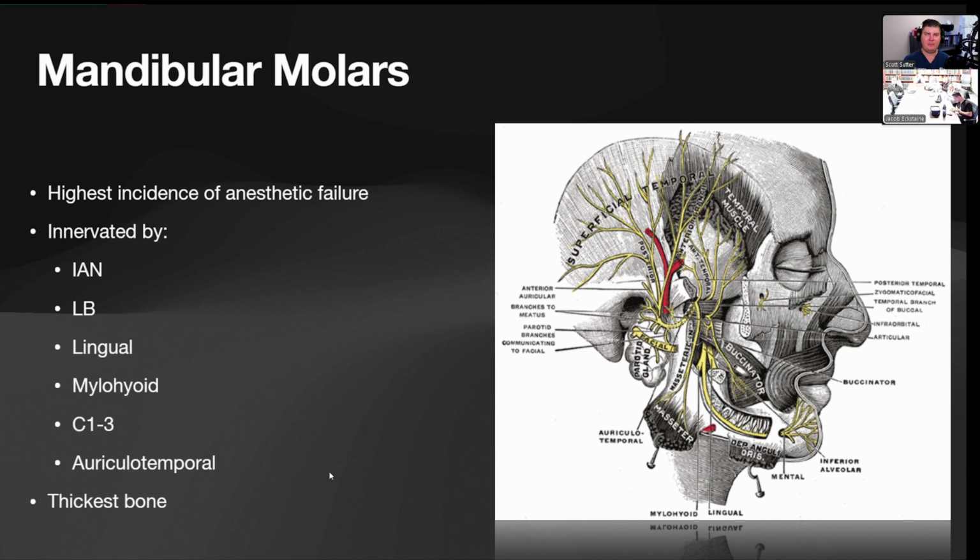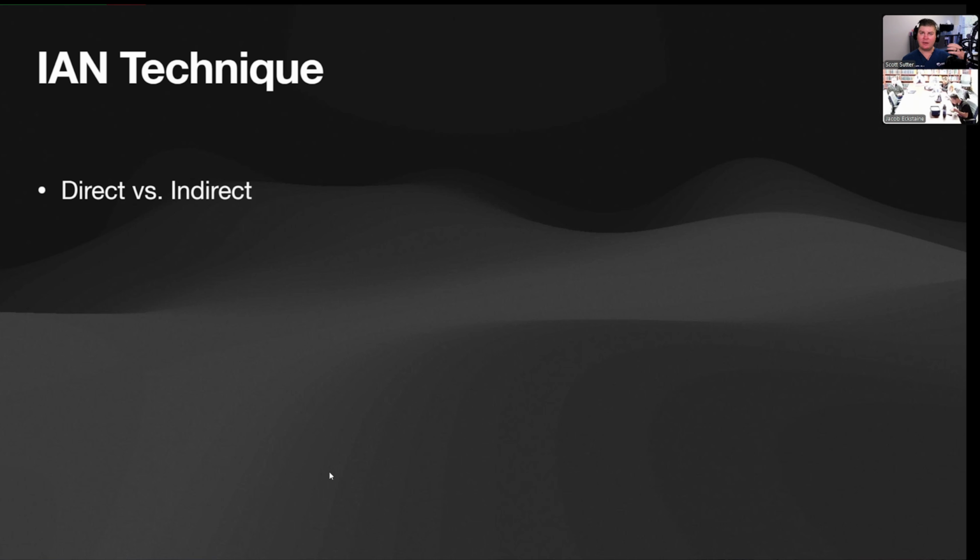And the other problem is you can't rely as much on diffusion because it is the thickest bone in the body. Think about when you do implants, you can load anterior mandibular implants a lot faster than you can maxillary because the bone is more dense just naturally. So that leads us to having more failures and having to be a little bit more creative with how we get these people numb. So how many of you learned the difference between the direct and indirect techniques for anesthesia?